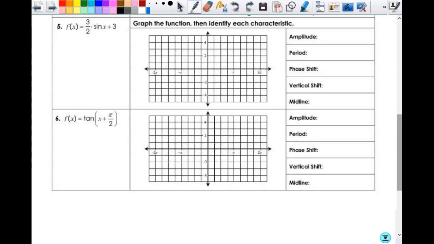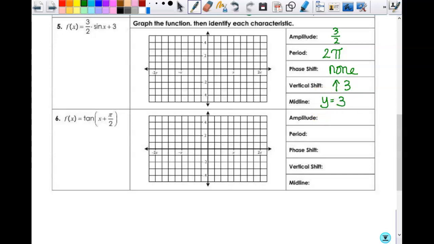So what is the amplitude for number 5? 3/2, right? What is the period? 2 pi, right? Because nothing changes. Is there a phase shift? No, because there's nothing in parentheses. So this is a none here. Do we have a vertical shift? Yes. Up 3, which means my midline is y equals 3.